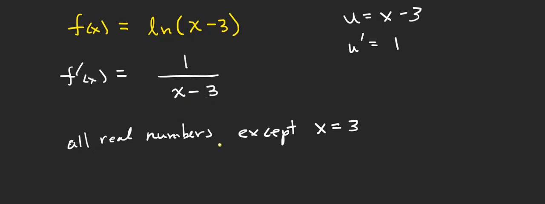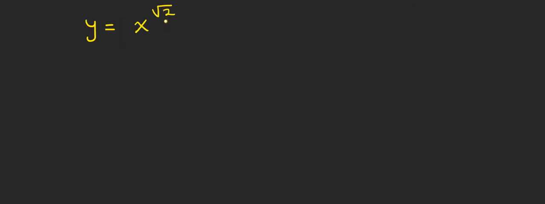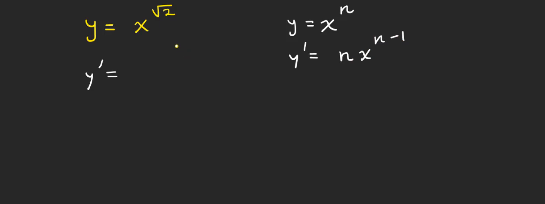So the domain of f prime is all real numbers except x equals 3. If you have y equals x to the power of radical 2, in order to find the derivative of this, all you got to do is apply the power rule, because this is like y equals x to the n. And what's the derivative of that? It's just n times x to the n minus 1. So it'll be radical 2 times x to the radical 2 minus 1. That's it. You don't have to go further.